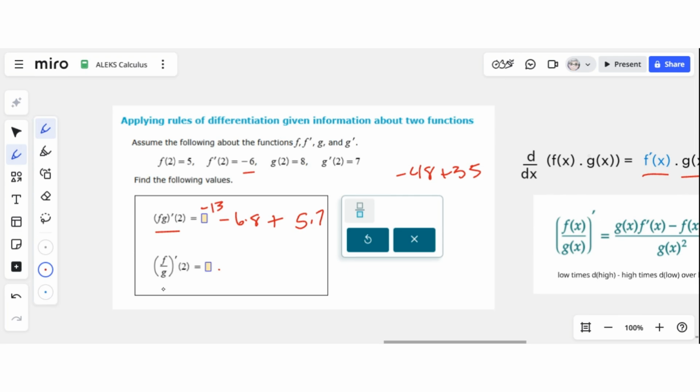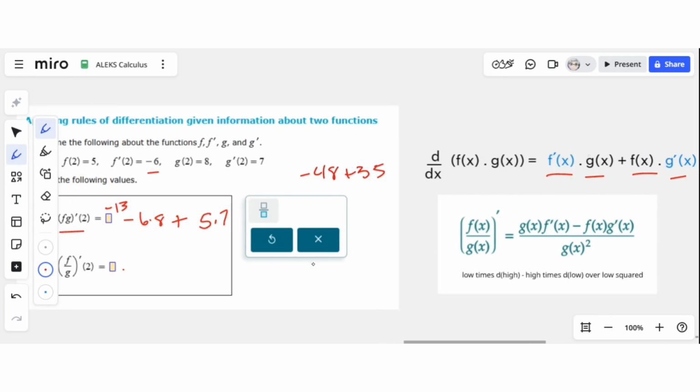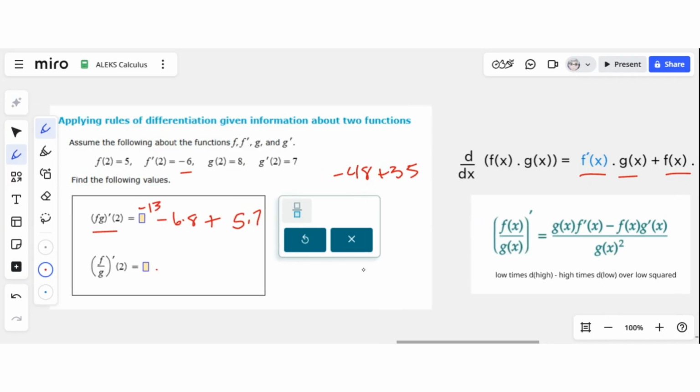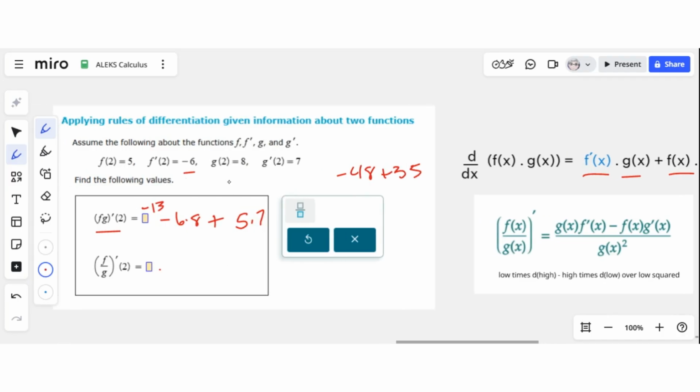Now, quotient rule, a little more complicated, but we can just fill in the spots here. The quotient rule says we want g times f prime to begin with. So g of 2 is 8, and f prime of 2 is negative 6. So that first. Then we're going to subtract f of 2, which is 5, times g prime, which is 7. And all of that goes over g squared. So g of 2 is 8, so we're going to square that.